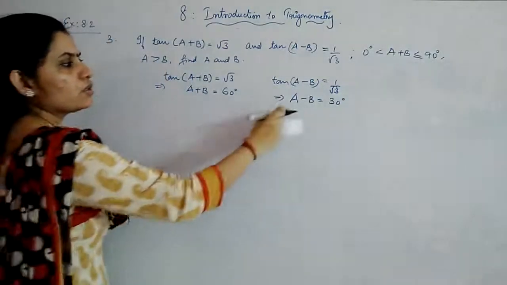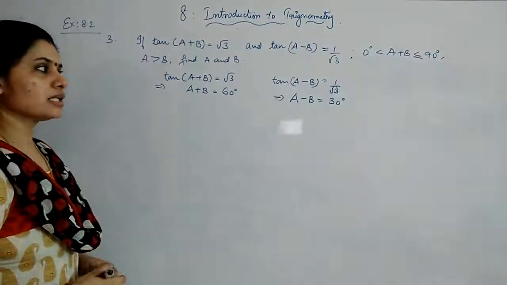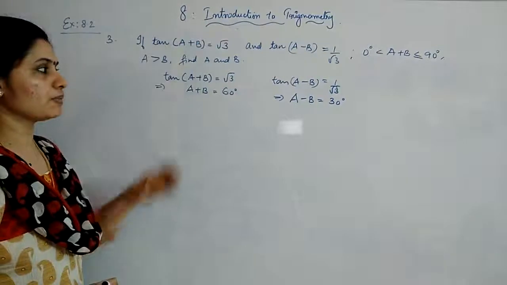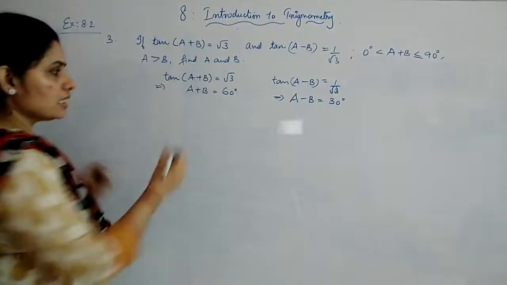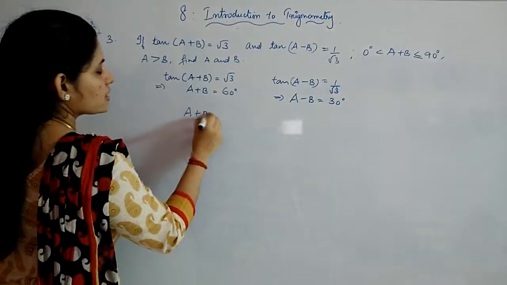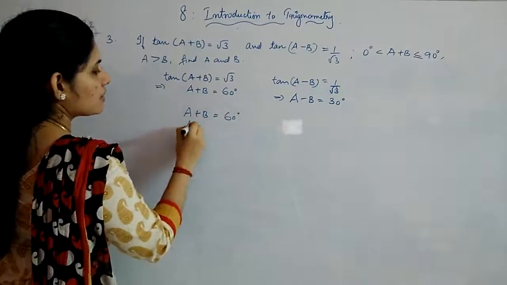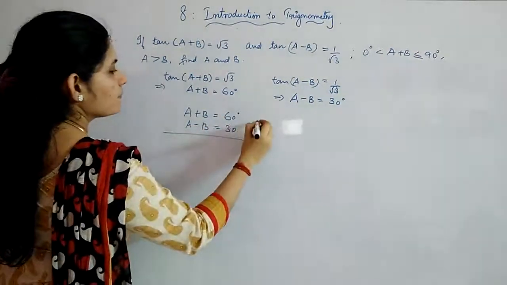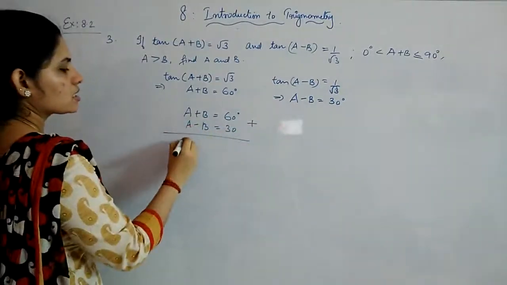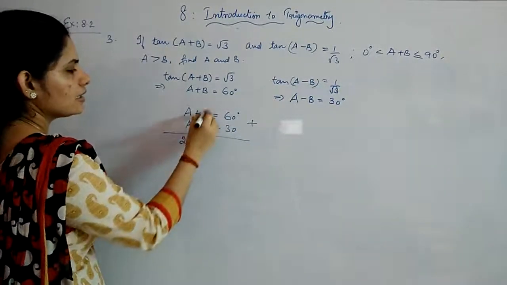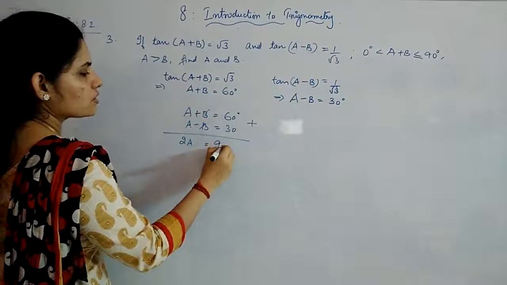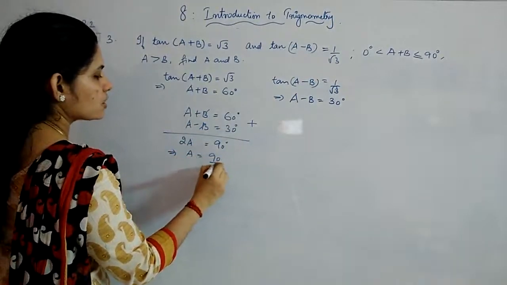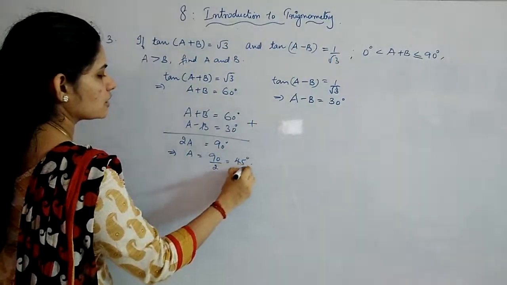Now you got 2 equations in 2 unknowns, and to find A and B you can use any of the methods which you know. Elimination method will be easy. So we have A plus B equal to 60 and A minus B equal to 30. If you are adding, you will get 2A, B gets cancelled, and this is equal to 90 degree, right? Which gives A as 90 by 2, which is 45 degrees.